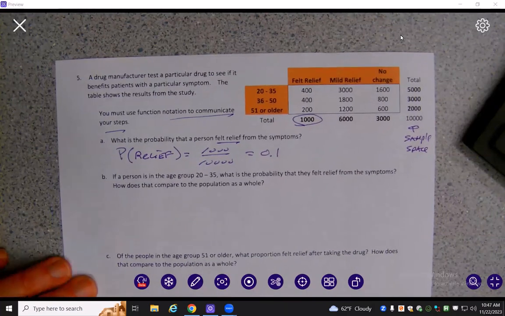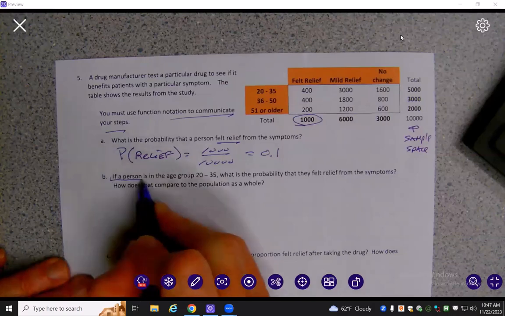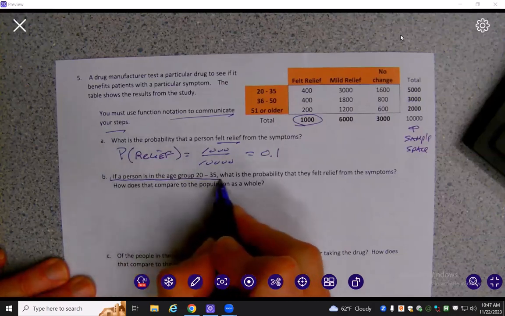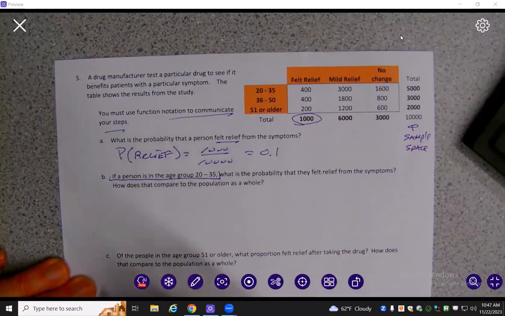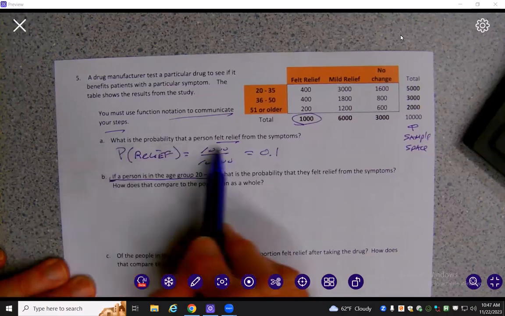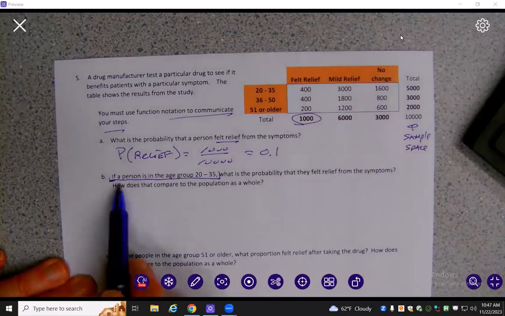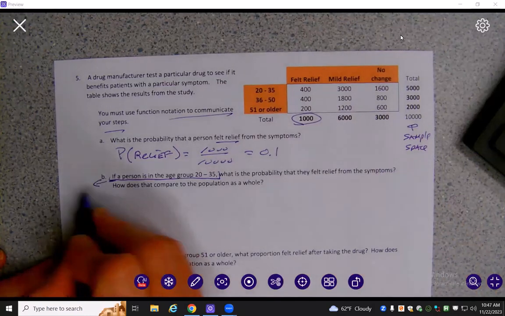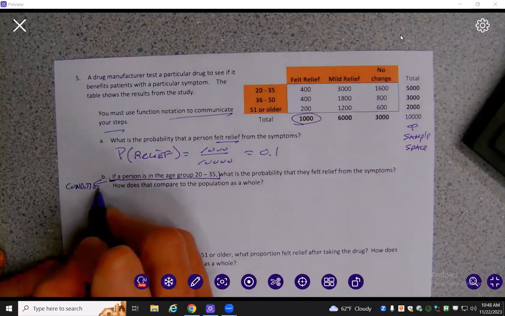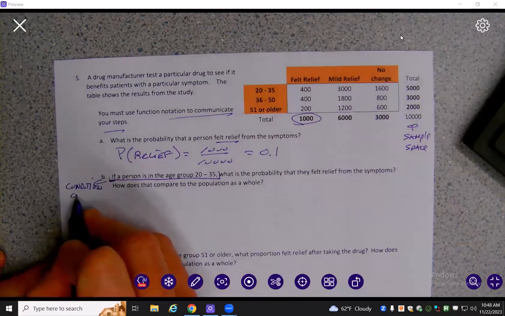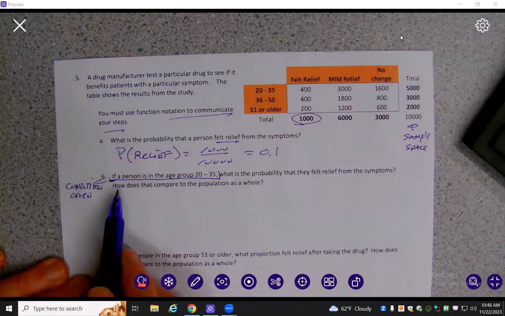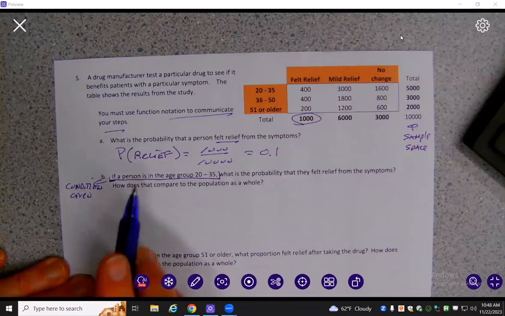So now we have this one. If a person is in the age group 20 to 35, notice, let's change it up a bit. Before it was, what's the probability that a person felt relief? I'm assuming it has to come from everybody. But this one now gives you a condition. This is a condition. In other words, this is a given. This notation that we're using is called conditional probability.